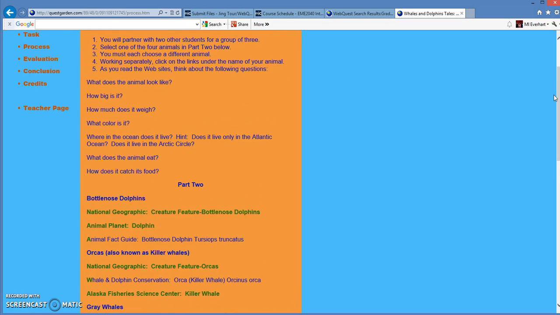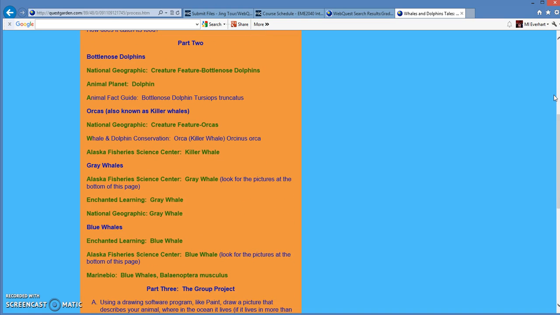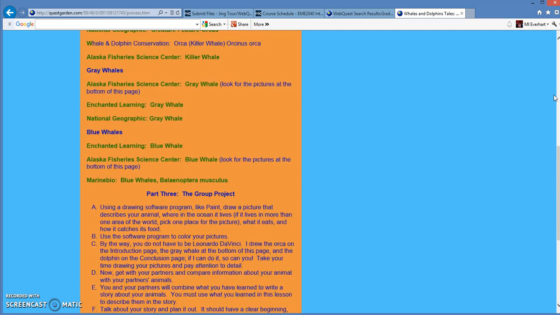What does the animal look like? How big is it? How much does it weigh? What color is it? Where in the ocean does it live? Hint, does it live only in the Atlantic Ocean? Does it live in the Arctic Circle? What does the animal eat? How does it catch its food? Here in section 2, you see the options you can choose from.